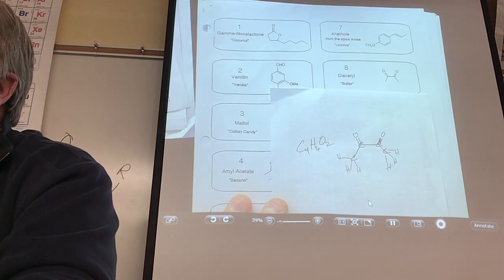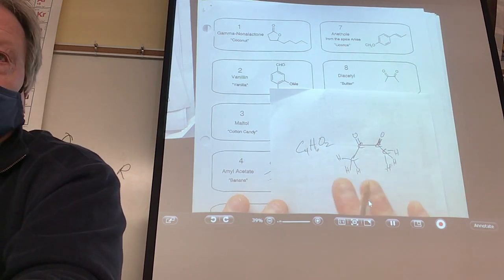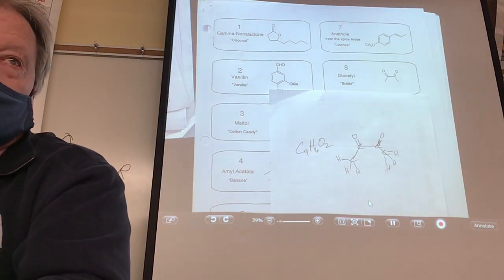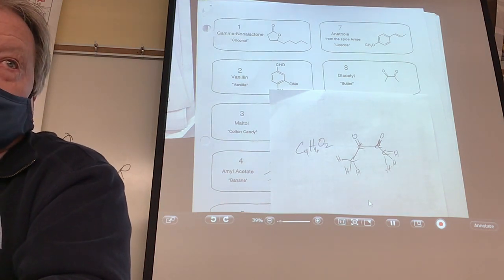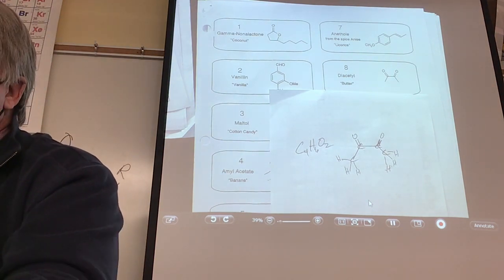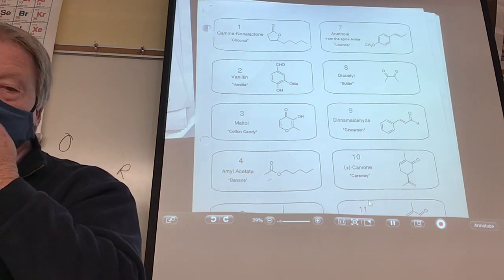Can you do that? So anyway, I picked a couple of these, and it says, give the molecular formula. Just take your time and do that, okay? All right. What else?